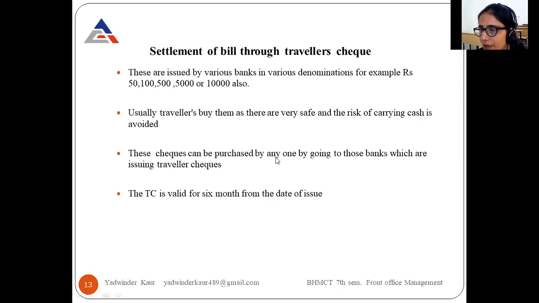These checks can be purchased by anyone by going to the banks which issue traveler's checks. The traveler's check is valid for 6 months from the date of issue. That is again a good point: sometimes we plan to go somewhere, take the traveler's check, and somehow can't go. So we can use this traveler's check till 6 months from the date of issue, right? So this is again a good point.